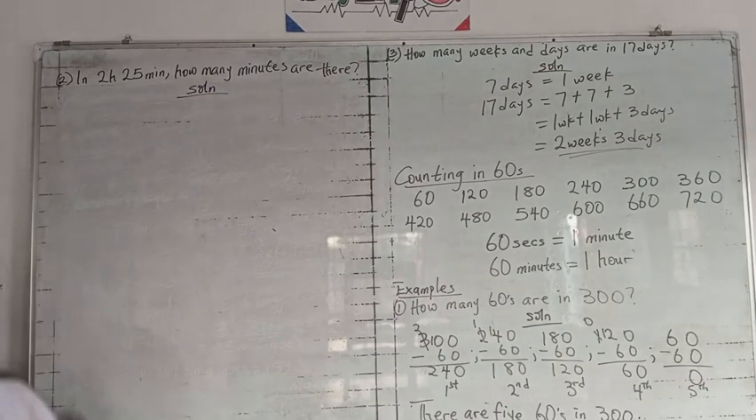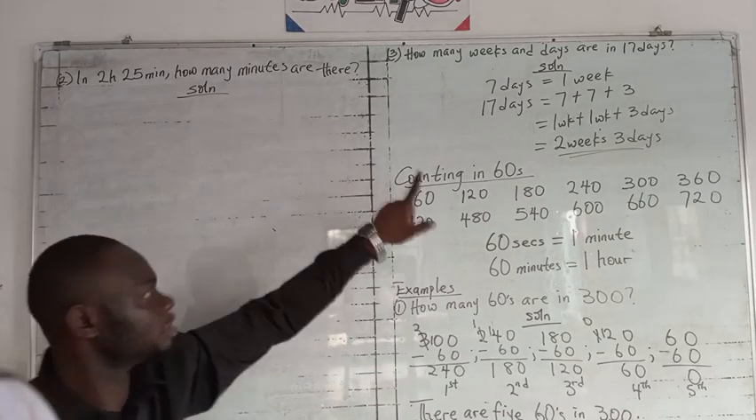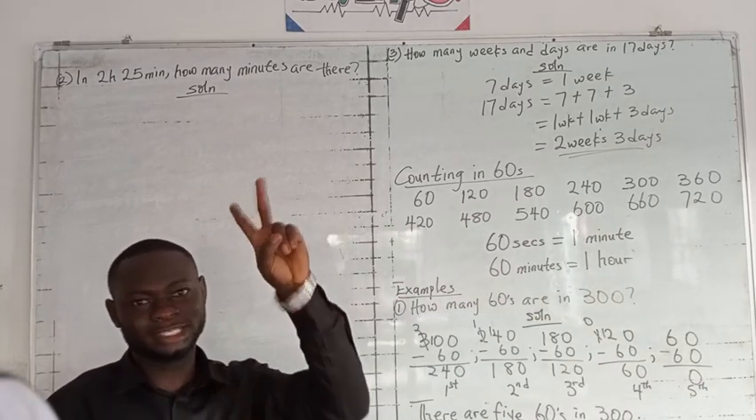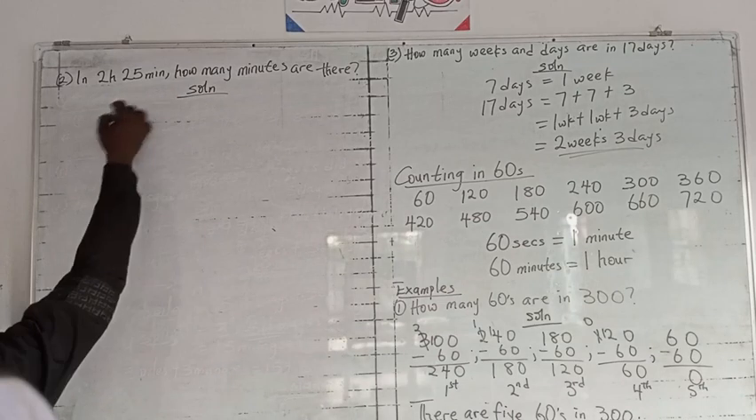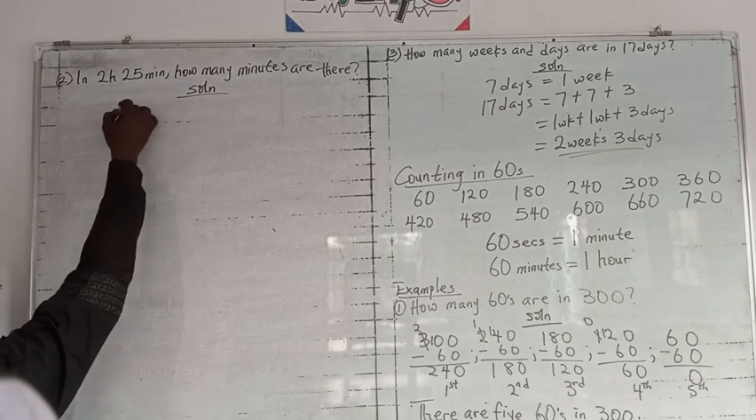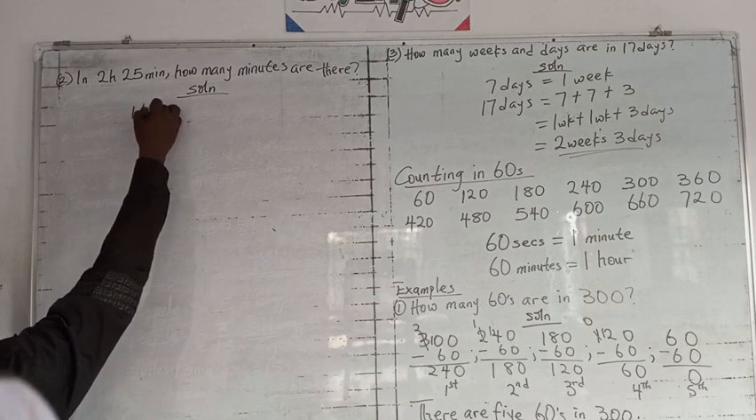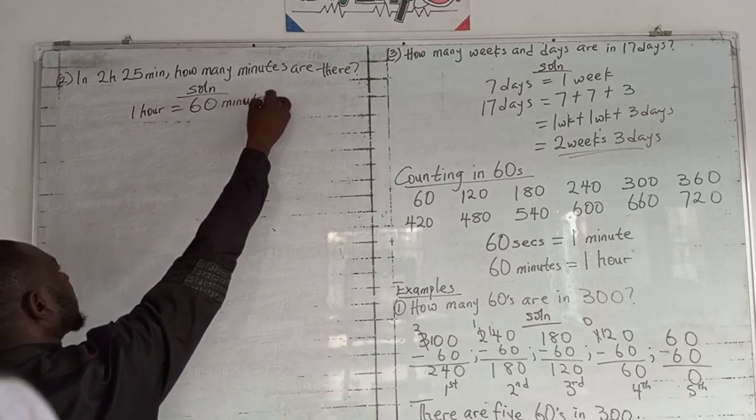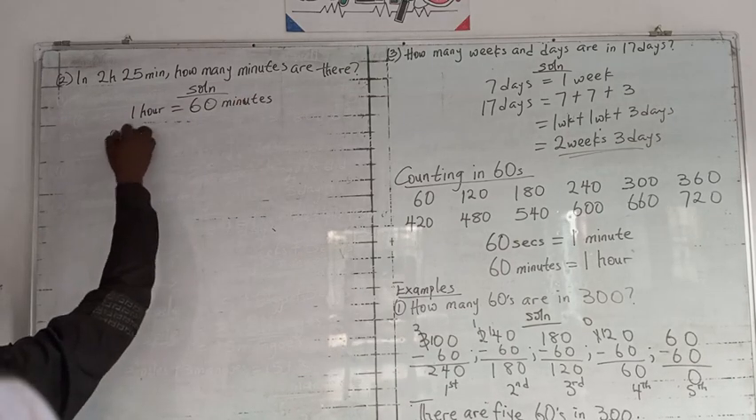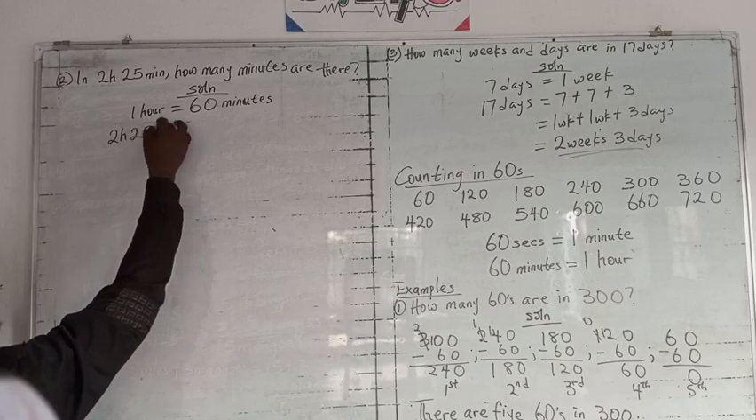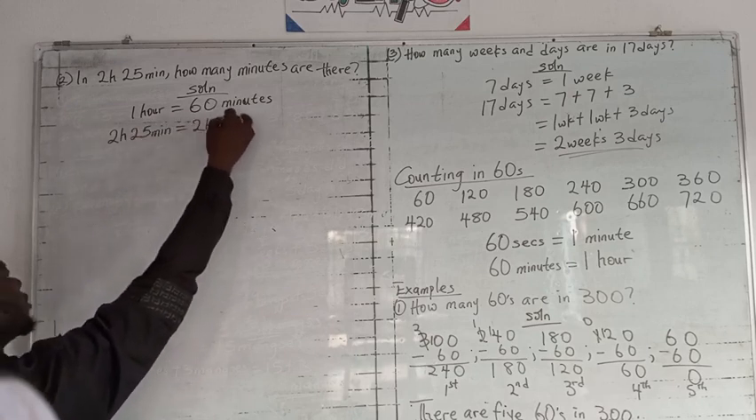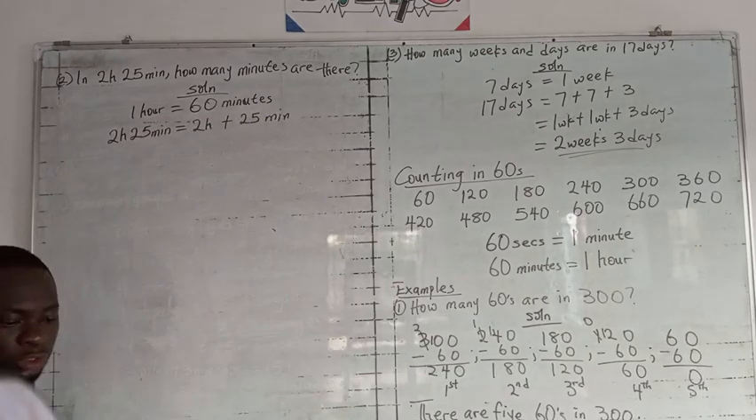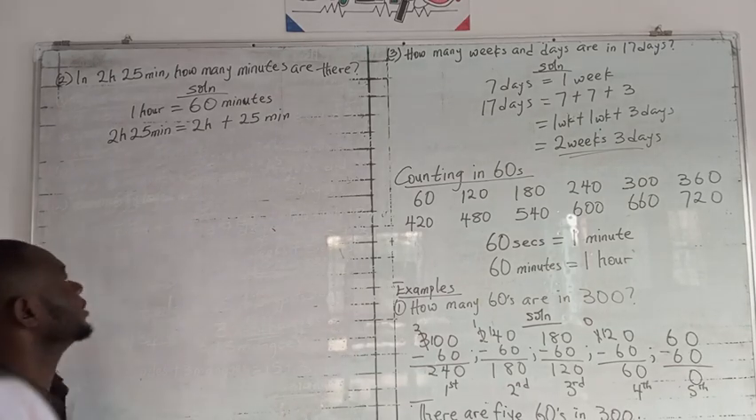Solution. Remember, since this deals with minutes and hours, you ask yourself, how many minutes makes 1 hour? 60. So you tell me, in 1 hour, we have 60 minutes. Now, in 2 hours, 25 minutes, it can be written as 2 hours plus 25 minutes.